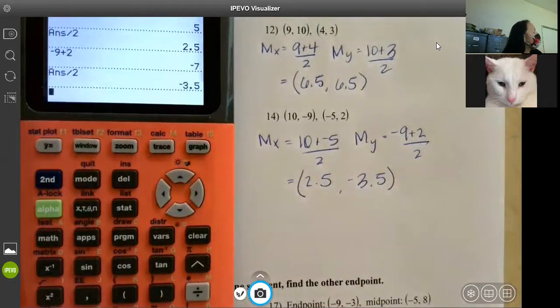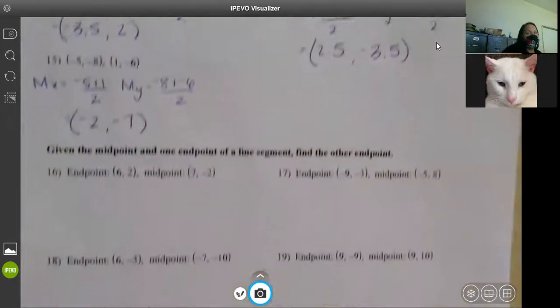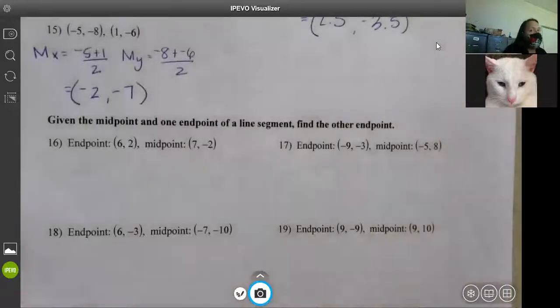So there's distance and midpoint. The hardest midpoint questions are the next ones, but I'm going to show you an easy way to do it. I'm going to show you the really hard way first, so that you'll appreciate the easy way. If we look at the next set, it gives us the end point and the midpoint, and it wants us to find the other end point. So it wants us to find the other side. This is the hard way.